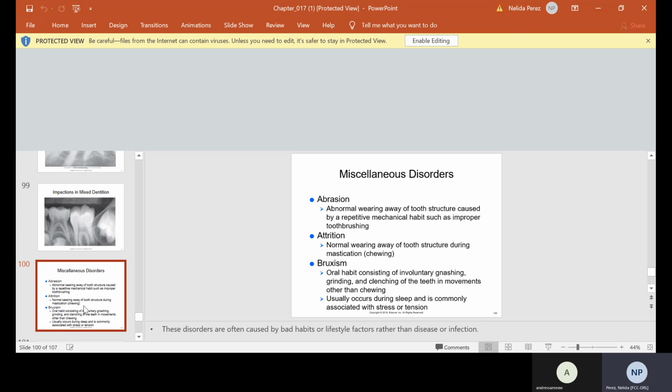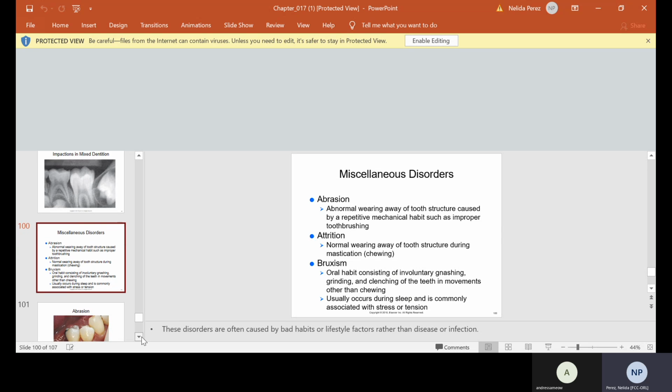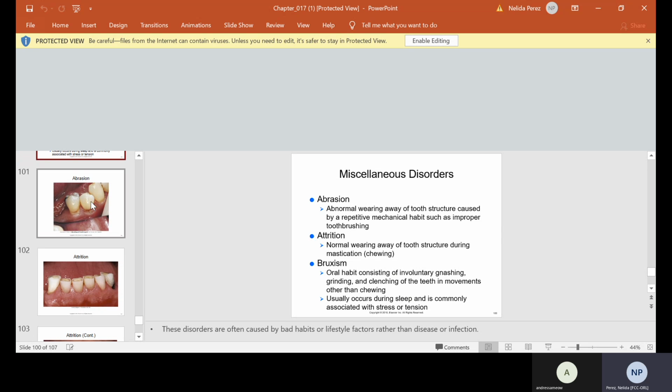And then miscellaneous disorders. Abrasion: abnormal wearing away of tooth structure caused by a repetitive mechanical habit, such as improper toothbrushing. Attrition: normal wearing away of tooth structure during mastication or chewing. Bruxism: oral habit consisting of involuntary gnashing, grinding, and clenching of the teeth and movements other than chewing, usually occurs during sleep and is commonly associated with stress or tension. And these disorders are often caused by bad habits or lifestyle factors rather than disease or infection.